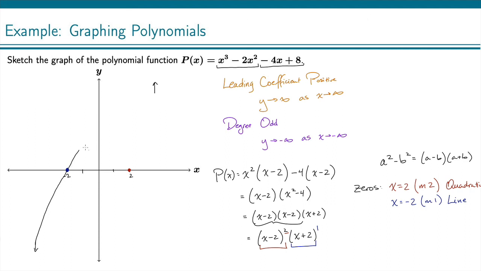So just cross right through like a line would. And then at 2, I look like a quadratic. So I'm going to look like a parabola as I come down and hit that point. And that's going to be the sketch of our polynomial.